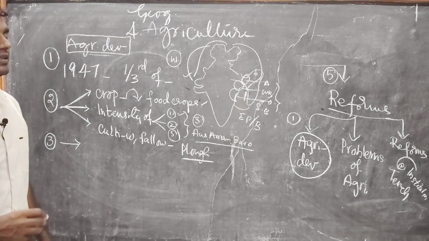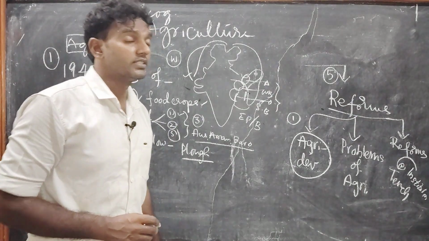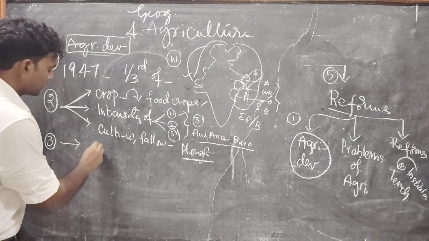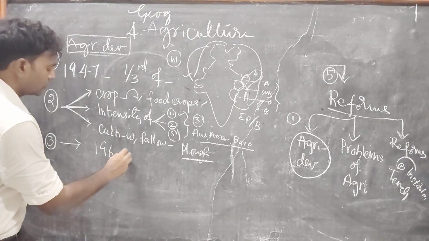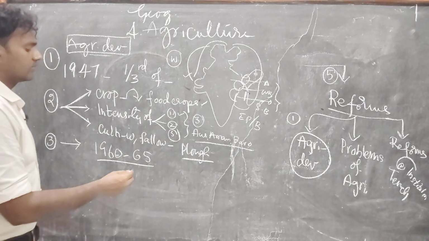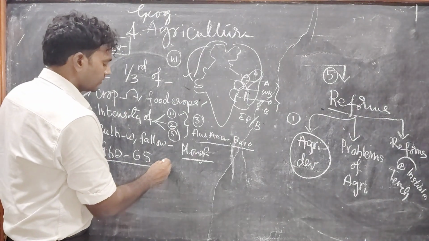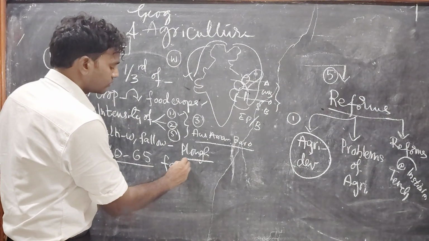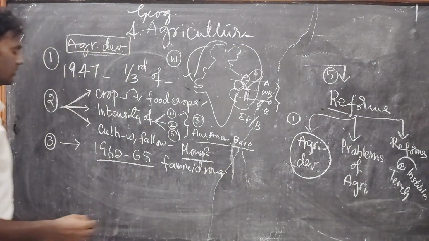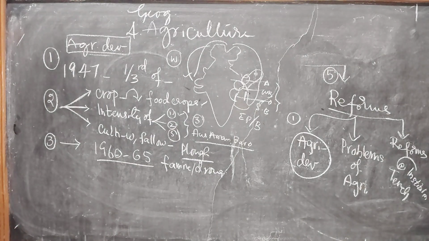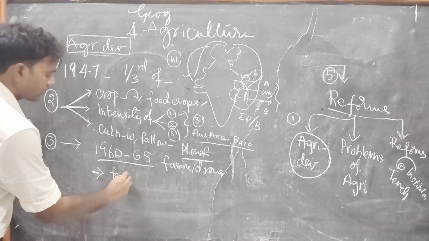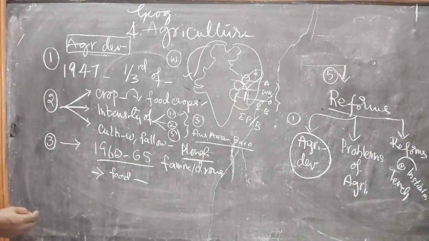Coming to the third point: initially it satisfied the needs of the people, but later on it was not satisfying the hunger or the needs of the people. So what happened here in nearly 1960 to 65? We had to face famine, great famine, 2 times famine or droughts. So we had to import food crops from other countries. That is the problem we have faced.